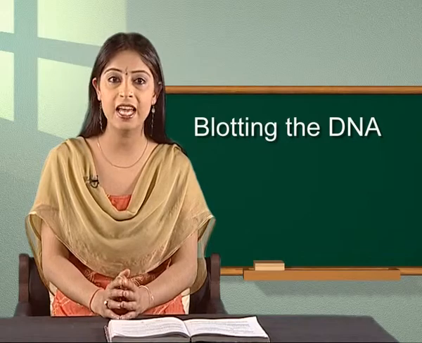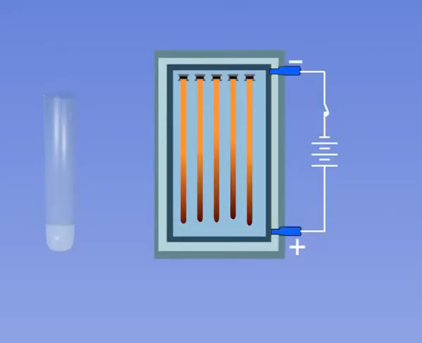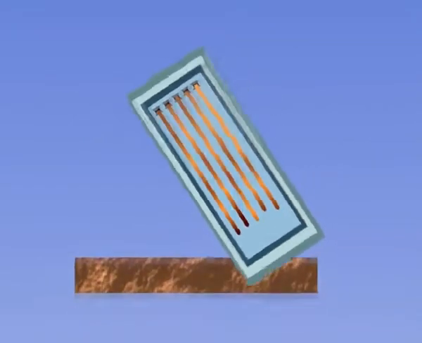Southern blotting was named after Edward M. Southern, who developed this procedure in 1970. Let us see how it is done. In this technique, DNA molecules are transferred from an agarose gel onto a membrane.